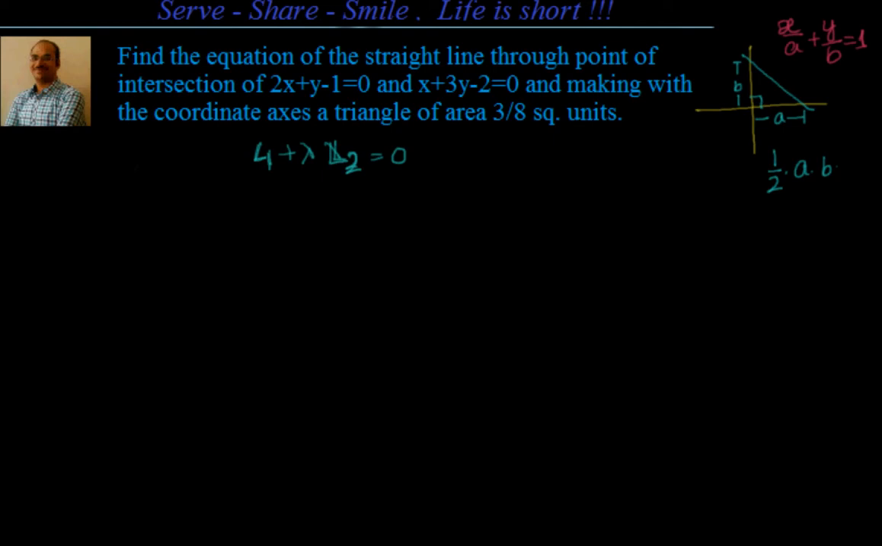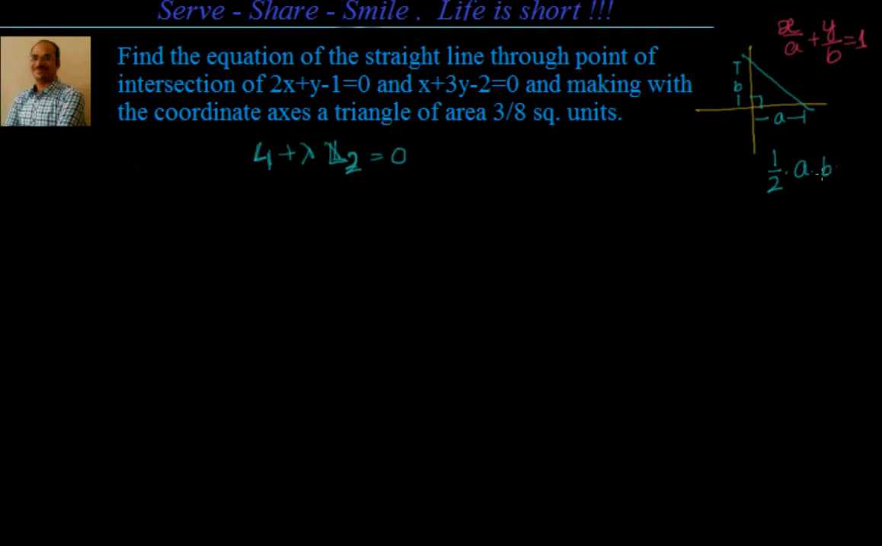Let me just repeat what I am saying. If you want to make with coordinate axis a triangle of a specific area, you should have your x-intercept and y-intercept. Let them be A and B. You will be forming a right angle triangle, and half base into height is nothing but half into leg 1 into leg 2, or half into base into perpendicular. Whatever it is, half AB.